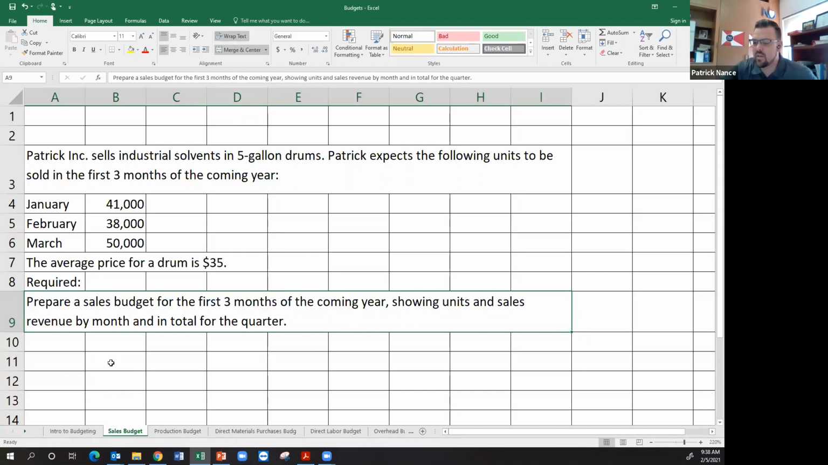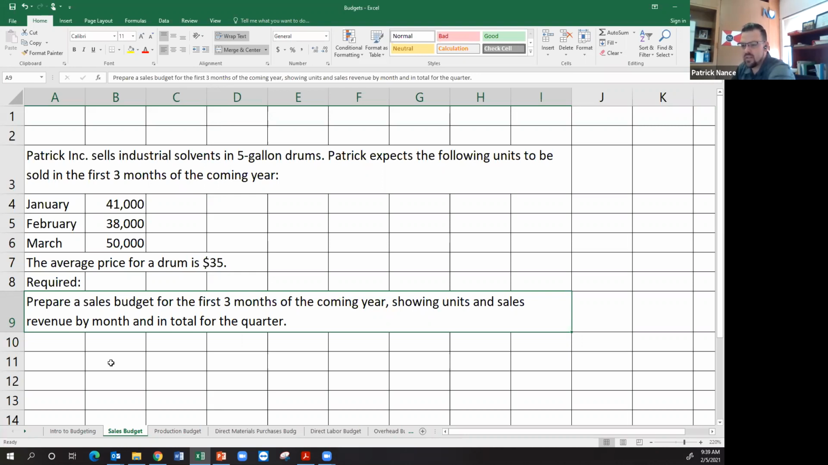So this particular one here, we have Patrick Incorporated, and this is actually from the book, even though that's my name. Patrick Incorporated sells industrial solvents in 5-gallon drums. Patrick expects the following units to be sold in the first 3 months of the coming year. So we have January, we expect to sell 41,000 units. February, we expect to sell 38,000 units. March, we expect to sell 50,000 units. And it says the average price for a drum is $35.